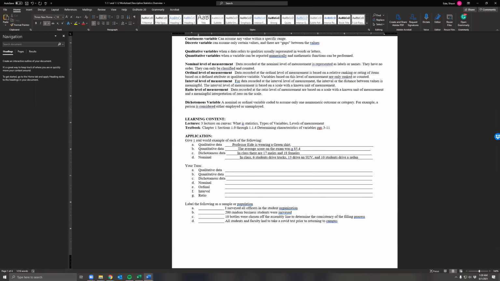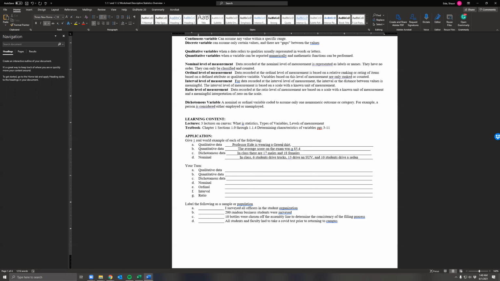Dichotomous data. In class, there are 17 males and 18 females. Dichotomous is you are either male or female. So that's a dichotomous. There's lots of different dichotomous variables, but anything where there's only 2 possible outcomes is dichotomous.